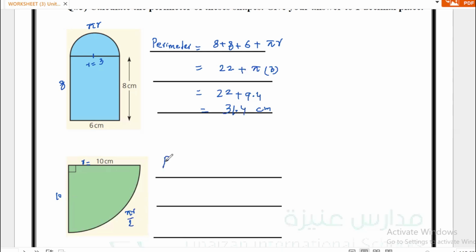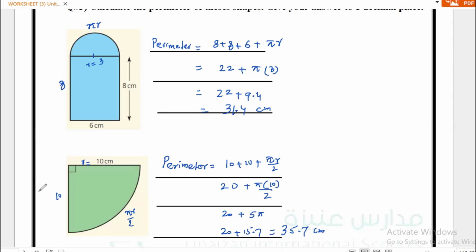So if I write the formula for this shape, it is 10 plus 10 plus pi r over 2, which is equal 20 plus pi r is 10 over 2, which is equal 20 plus 5 pi, and 5 pi is equal 15.7. So 20 plus 15.7 gives us 35.7. 35.7, and it is in centimeter. I hope so it is clear.